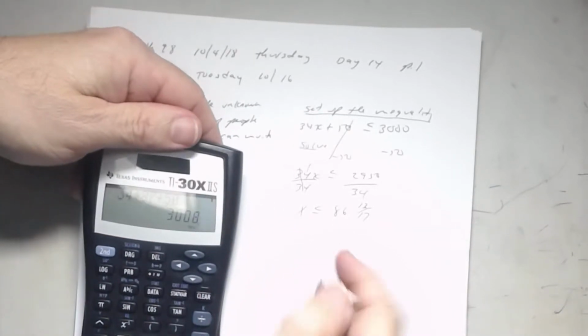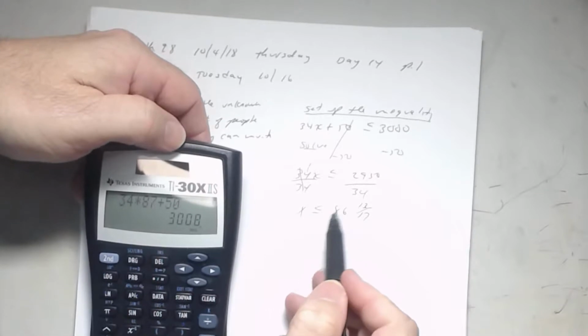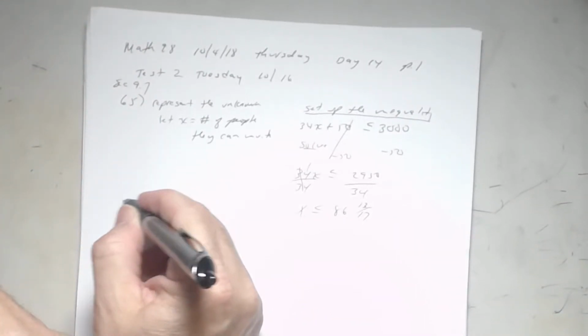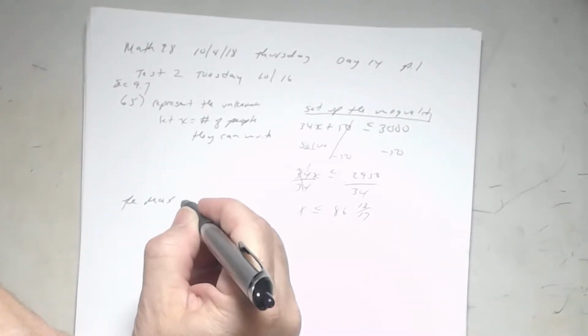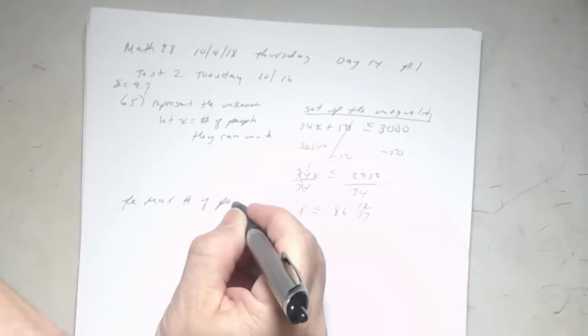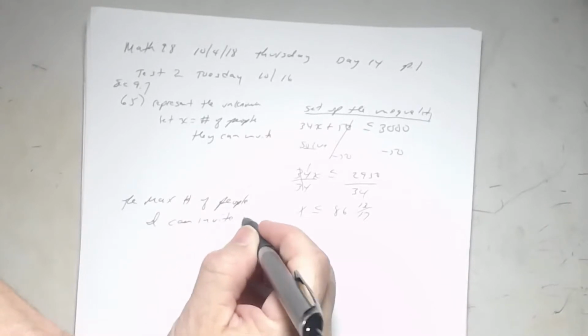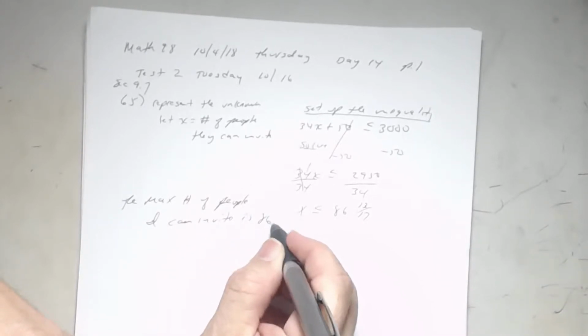So if you look at this, you know that 87 is not less than or equal to this, correct? So the maximum number, now you've got to answer the question. The maximum number of people I can invite is what? 86. That's the maximum. That's the greatest number of people I can invite. So be careful when you do some of these application problems. Make sure you read the context of the problem.